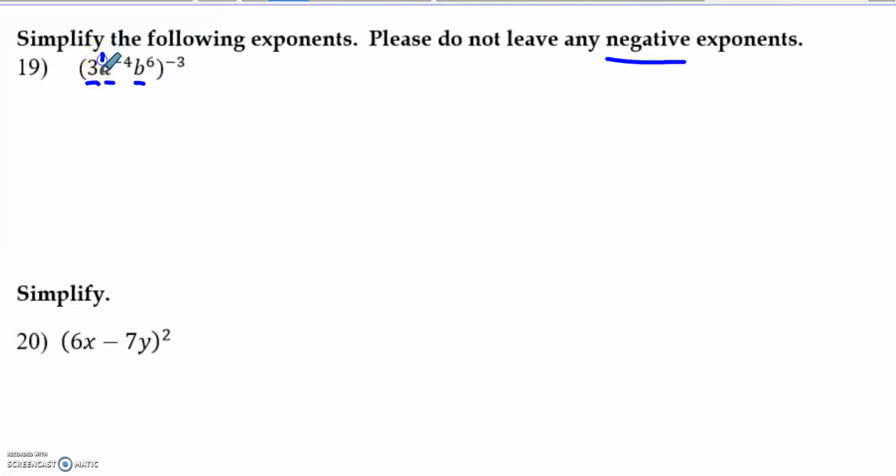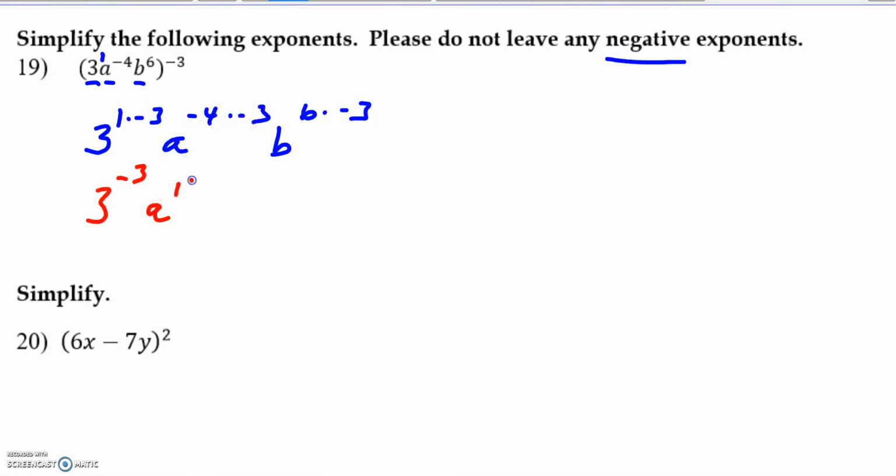And this is really 3 to the first. Whenever I have a power on the outside, I multiply the exponents. So 3 to the 1 times negative 3 power, a to the negative 4 times negative 3, and b to the 6 times negative 3. If I simplify that, that would be 3 to the negative 3rd, a to the positive 12th power, and b to the negative 18th power.